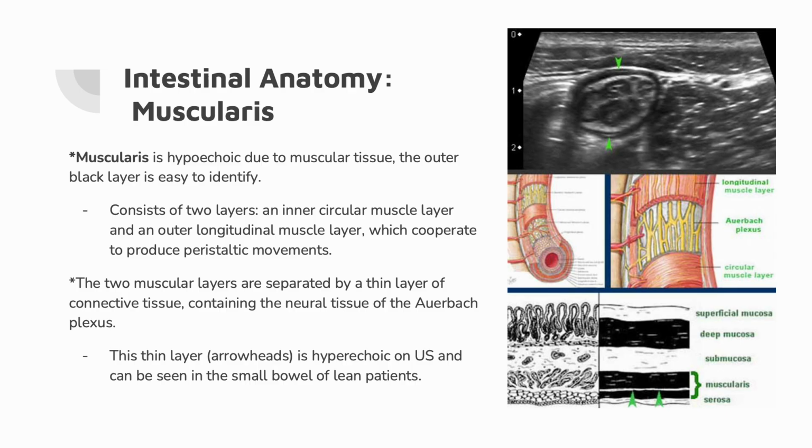These 2 muscular layers are separated by a thin layer of connective tissue, which contains neural tissue of the outer Auerbach plexus. And you can see this on the right-hand side. This thin layer is hyperechoic on ultrasound. And usually you can see this pretty well in small bowel of lean patients.